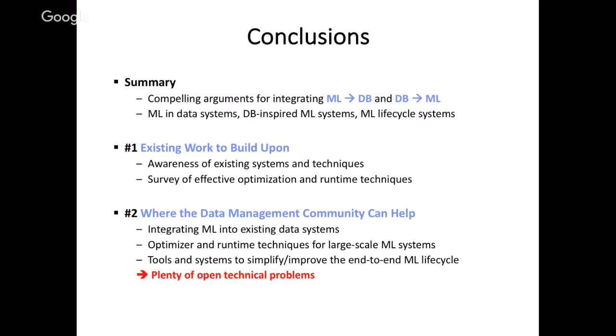That's the time. So if there are no questions, just to recap, the two core conclusions are really, there is existing work to build upon. There's a huge landscape of existing systems with different abstraction levels. And it's very useful to be aware of those individual techniques. And we hope that we could give you kind of a survey of what exists out there. And our conclusion is really that the data management community can help in many different ways to really optimize and simplify end-to-end machine learning pipelines.